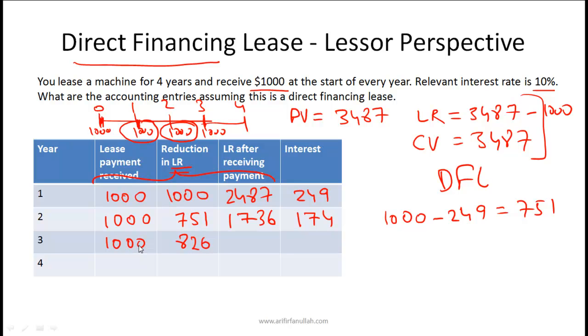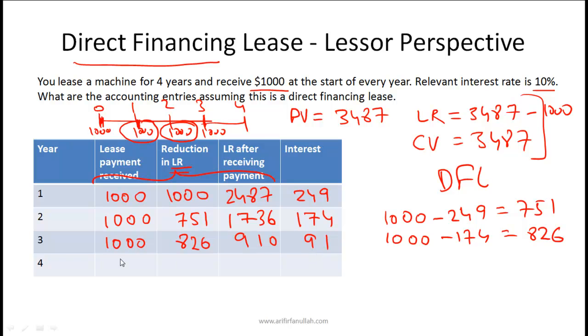Of this 1,000, the interest component is 174. So 1,000 minus 174 is equal to 826. So the lease receivable should go down by 826. So from 1736 we go down to 910. And then what is the interest for the third year? The interest for the third year is 10% of this, which is 91.